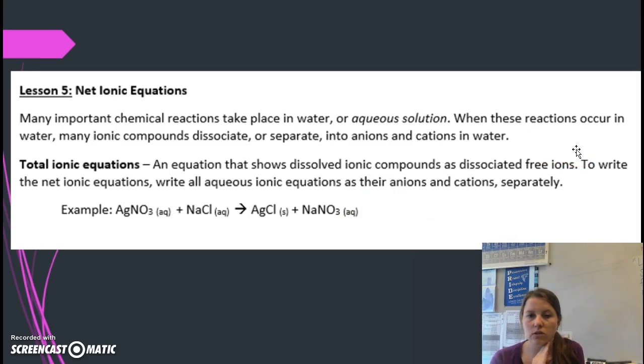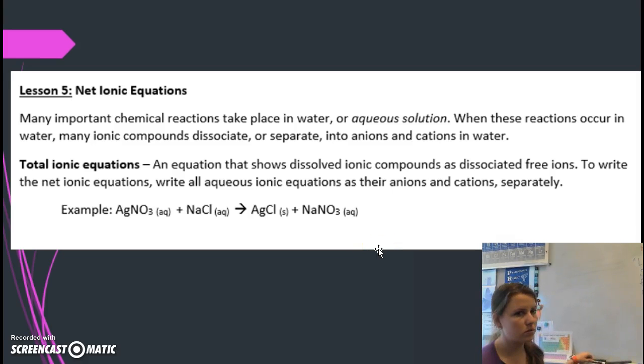The first thing you need to do is identify any aqueous compounds. You don't want the solids, basically. We're not really going to be able to break the solid apart, because it has to be aqueous. So these three we can break apart into their anions and cations.